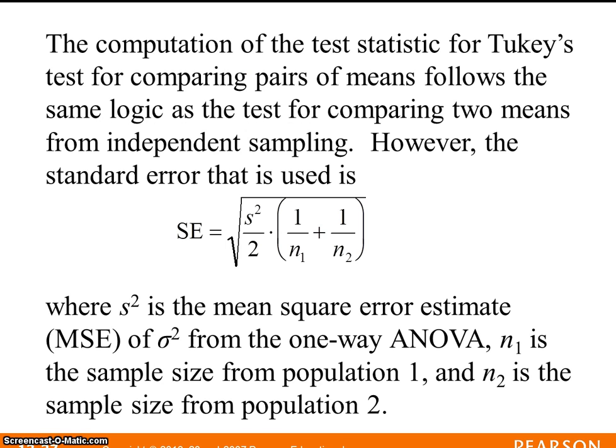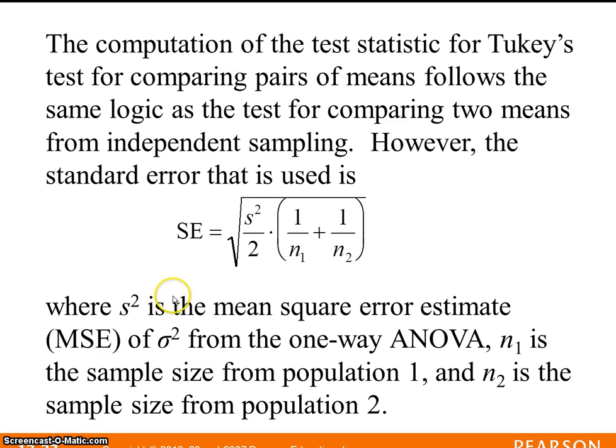Tukey's test. So the computation of the test statistic for Tukey's test for comparing pairs of means follows the same logic as the test for comparing two means from independent samples. However, the standard error that is used is given by the square root of S squared over 2 times 1 over the sample size 1 plus 1 over the sample size 2. And again, in this case, S squared is the mean square estimate.